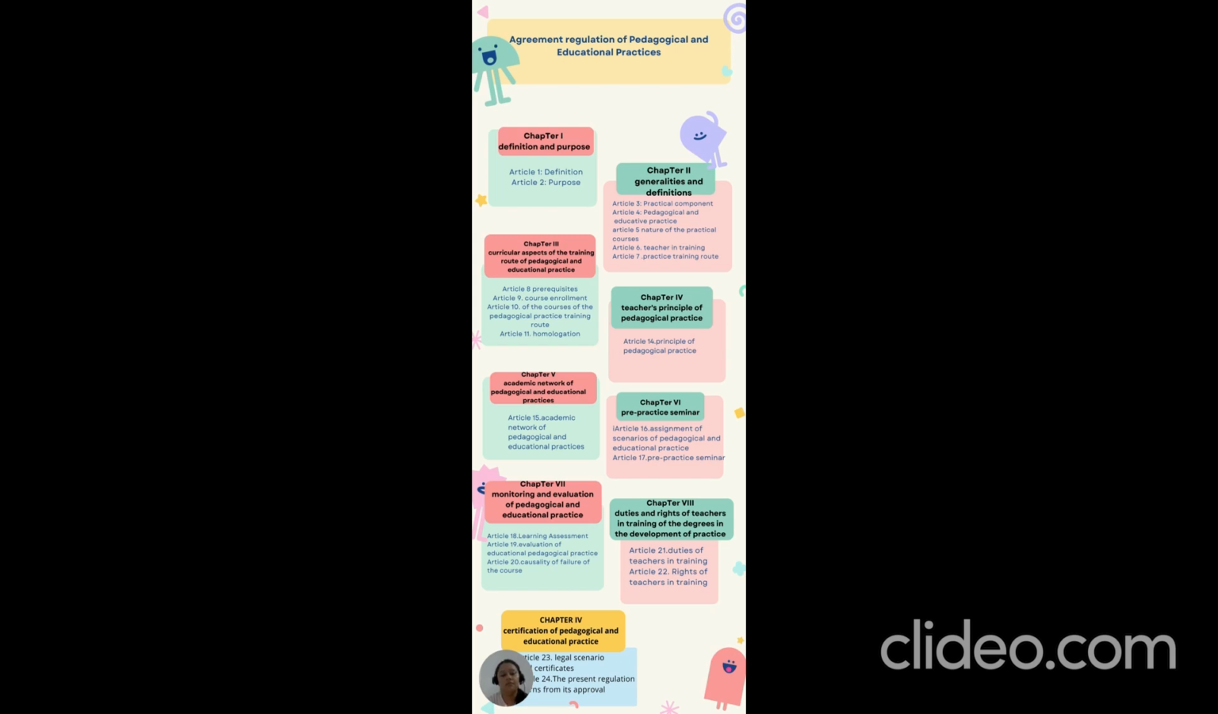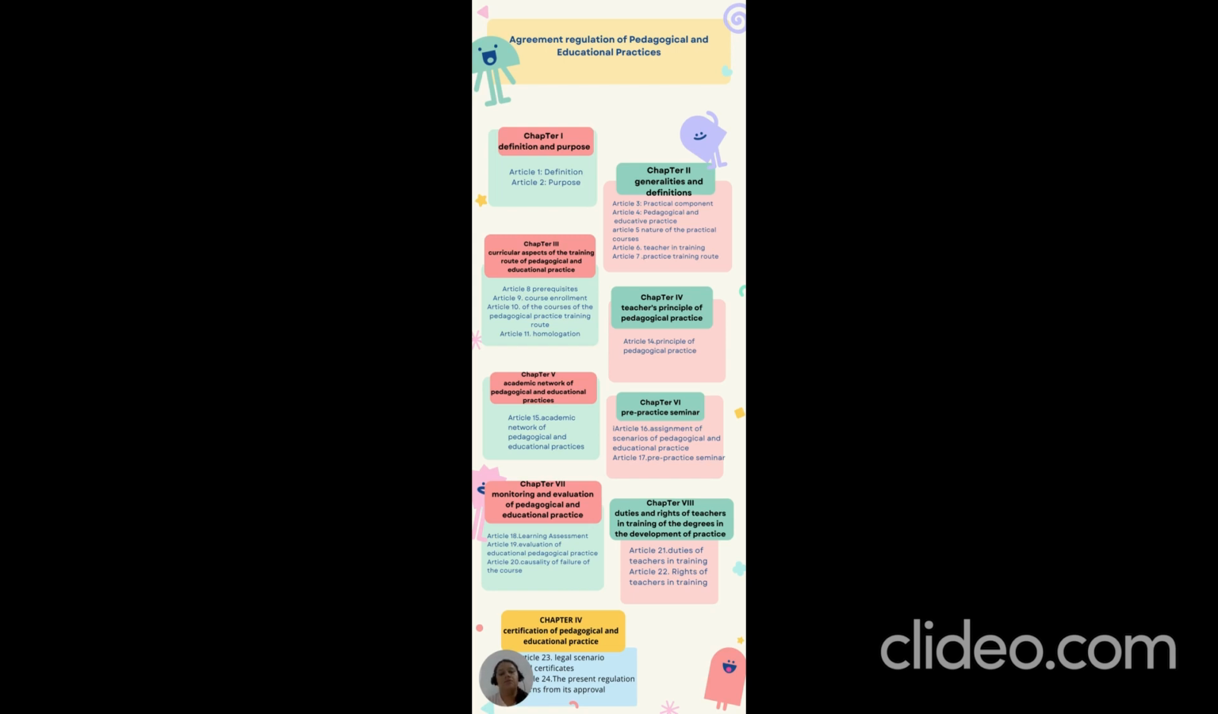And then chapter number 4 is the academic network of pedagogical and educational practices. It talks about the network and the way that we take the course and establish communication synchronically and asynchronically. And then we have the next chapter, where they give us some pre-practice seminar advice and information. This is what the route says: we have to take some courses before we go to the seminar, put in our information, and wait for the assignment of a class. And it's giving us a lot of information regarding this.